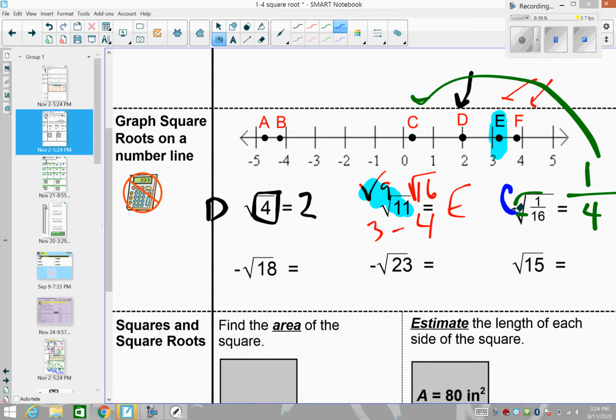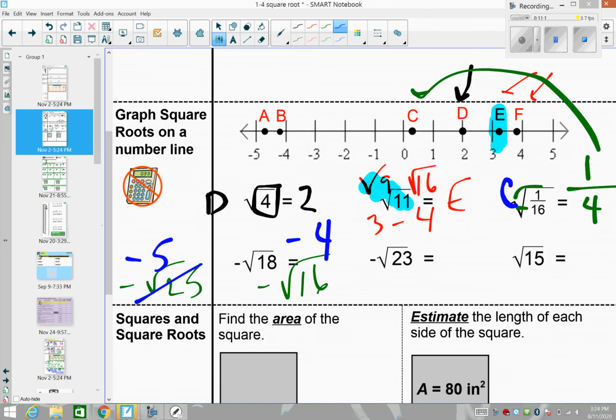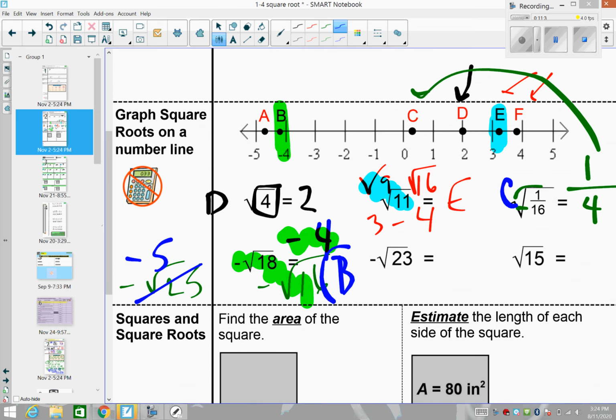All right, so now let's take a look at some negative values. So negative square root of 18 would be between the negative square root of 25 and the negative square root of 16, which would be between negative 5 and negative 4. And clearly 18 is closer to 16, so slightly closer to negative 4. So I'm going to go with B as my estimation. Again, I can change that if something else comes up closer. So we have D, E, C, B.